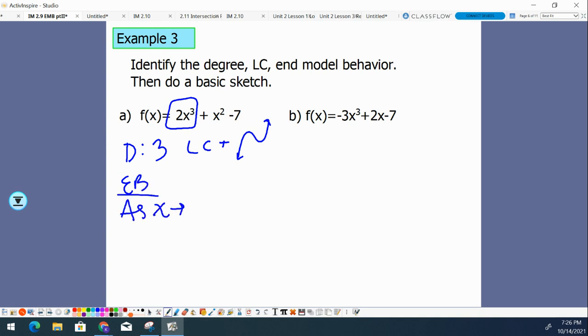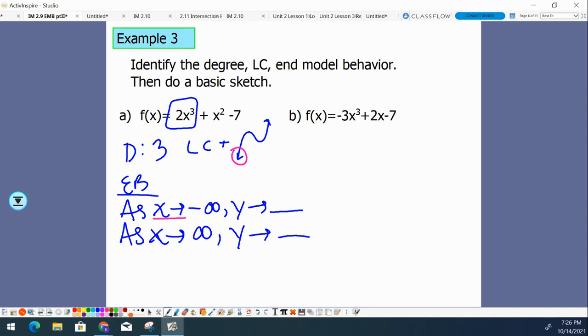As x approaches negative infinity, y approaches, and if we just write this out every time, as x approaches positive infinity to the right, y approaches, this part never changes. Then we just look at the graph. The left side is going down, the right side is pointing up. And that's it.